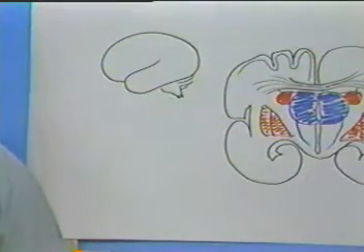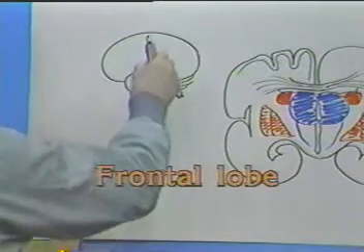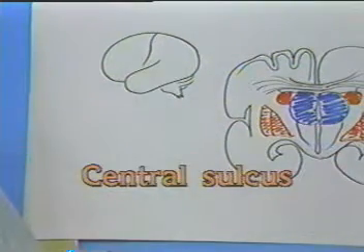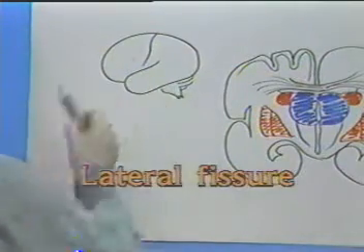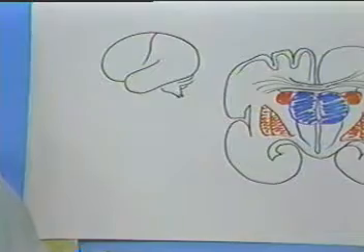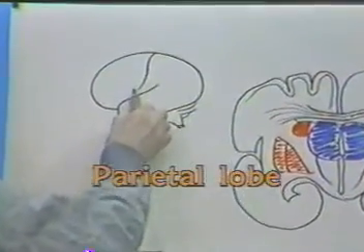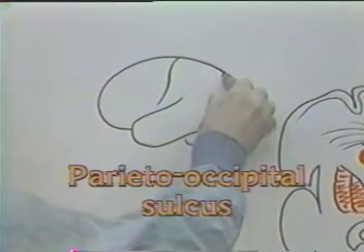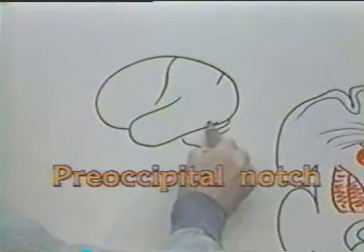On the basis of some of the major grooves and fissures, the hemisphere is divided into 5 lobes. The frontal lobe occupies the area in front of the central sulcus, here, and above the lateral fissure. The parietal lobe is bounded by the central sulcus in front and by an imaginary line between the parieto-occipital sulcus coming here and the preoccipital notch down here.